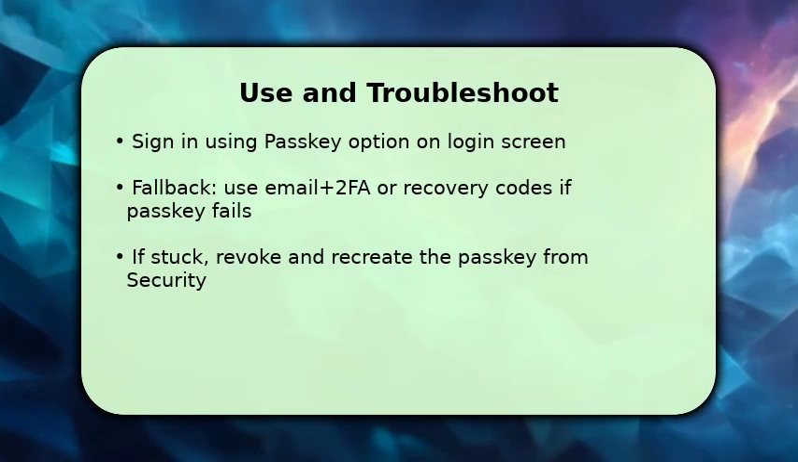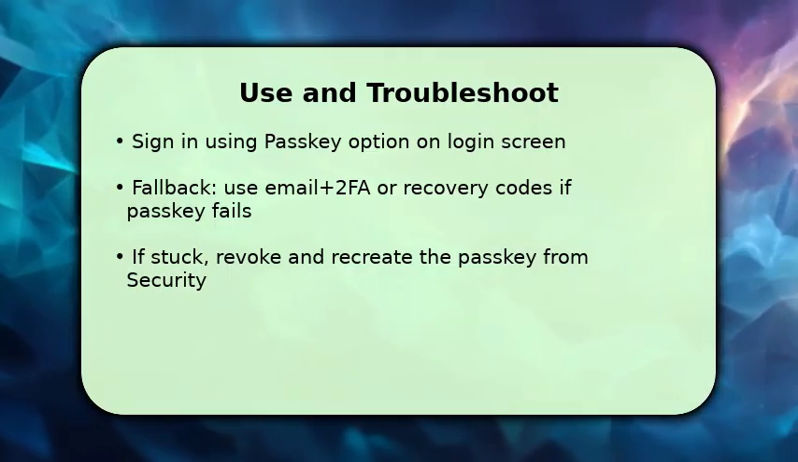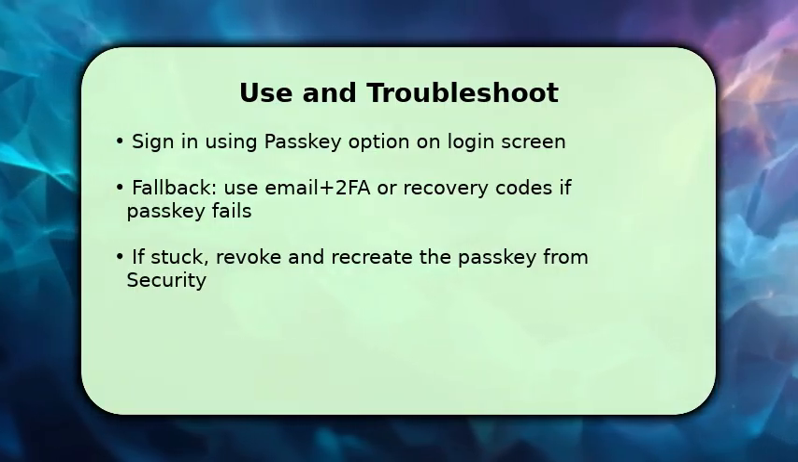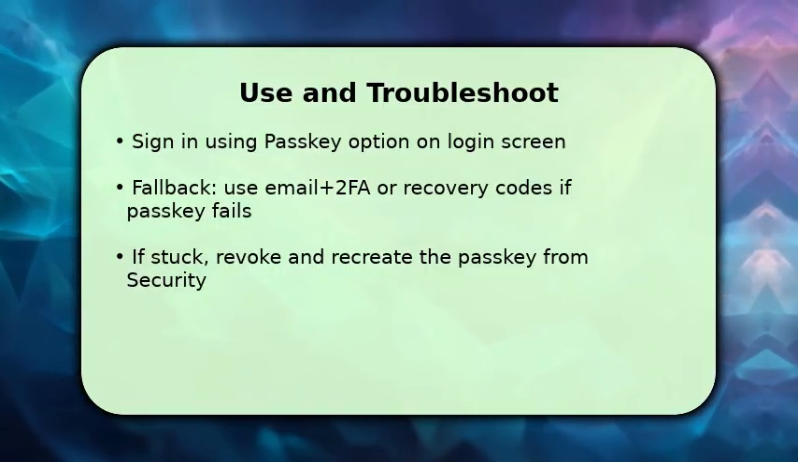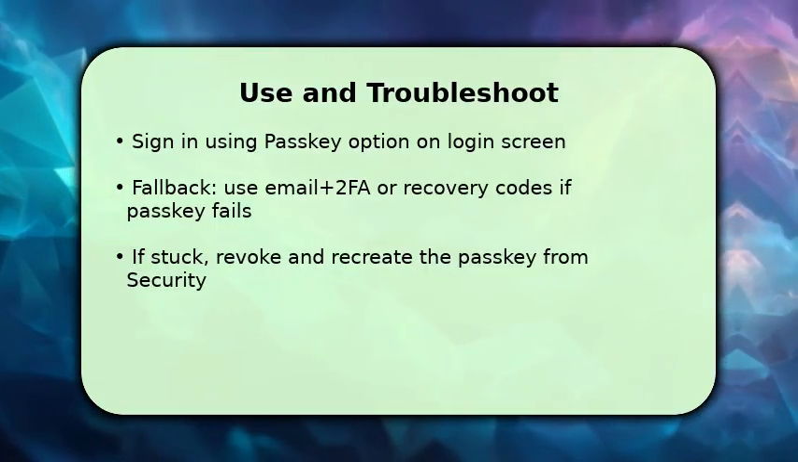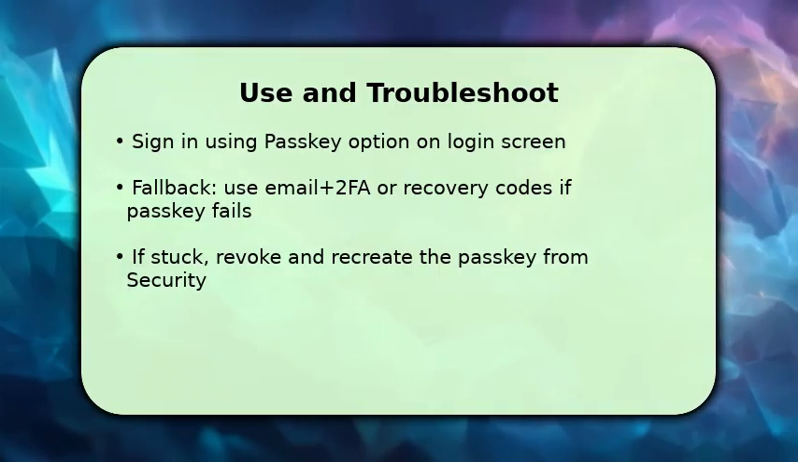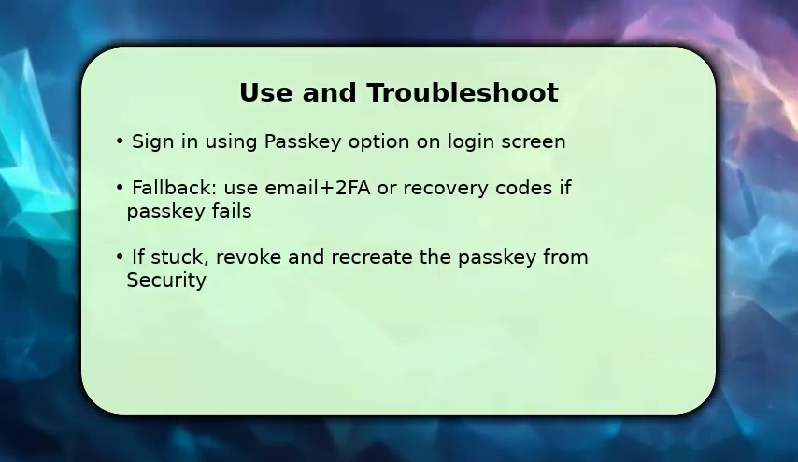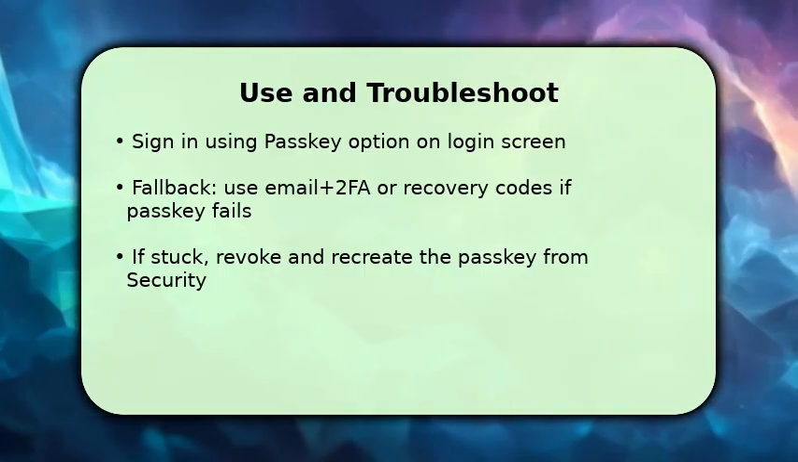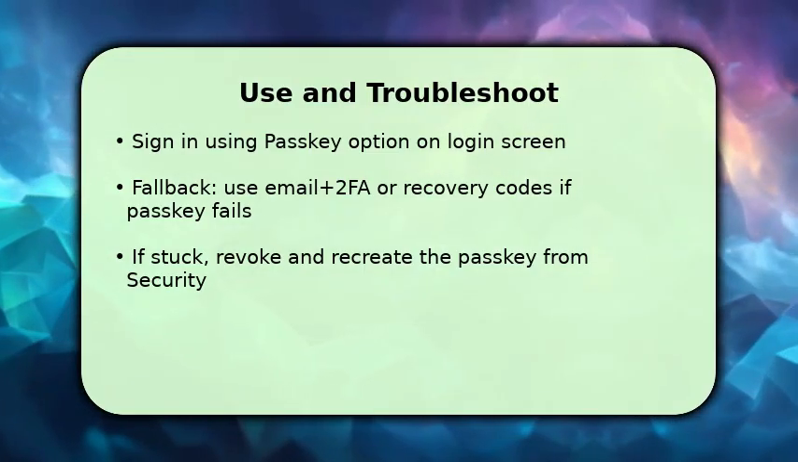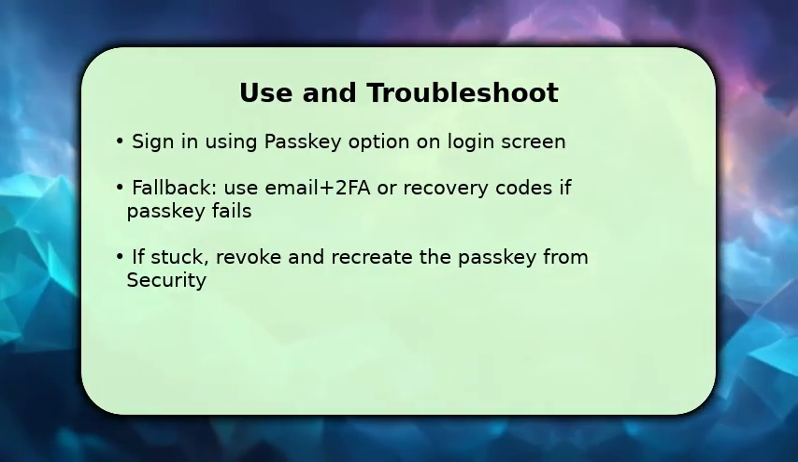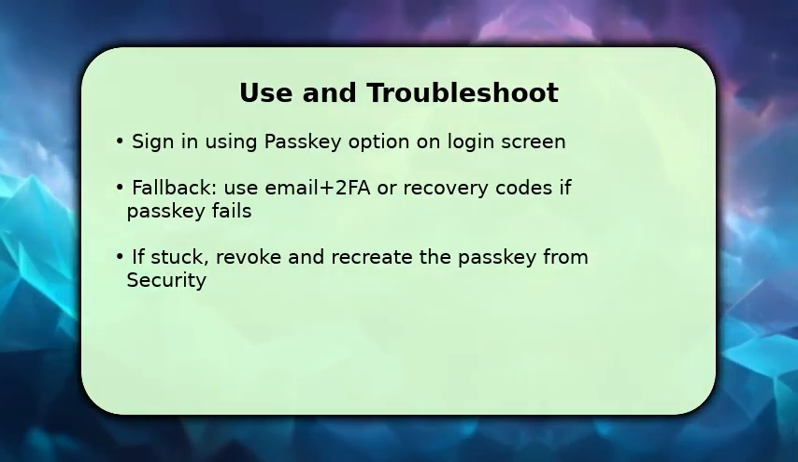To complete sign-in, choose the passkey option on Roblox's login screen and authenticate with the registered biometric or hardware key. If the passkey doesn't appear or fails, immediately use the fallback email plus your 2FA method or recovery codes to access the account. Do not attempt repeated passkey attempts. Once inside, go to Security and either troubleshoot the specific device entry or revoke and recreate the passkey.